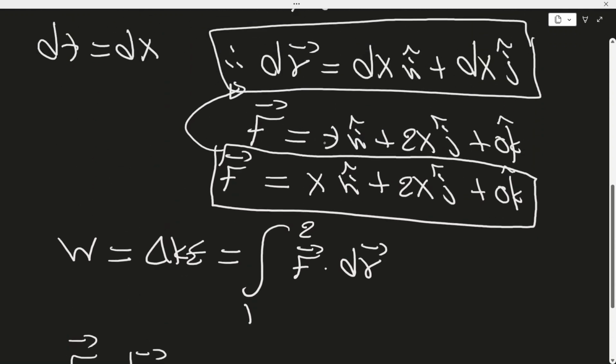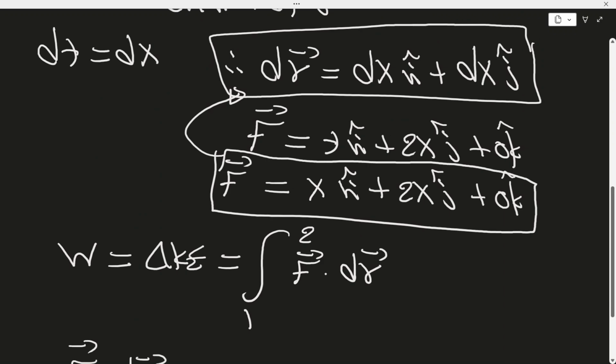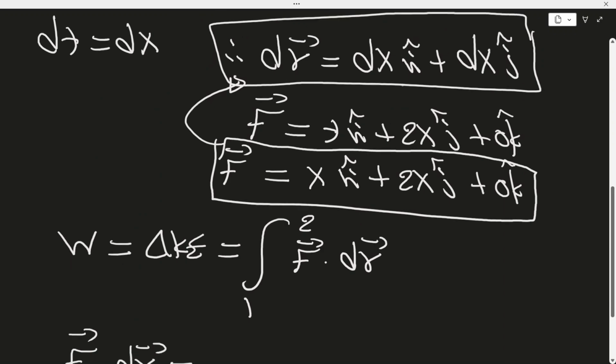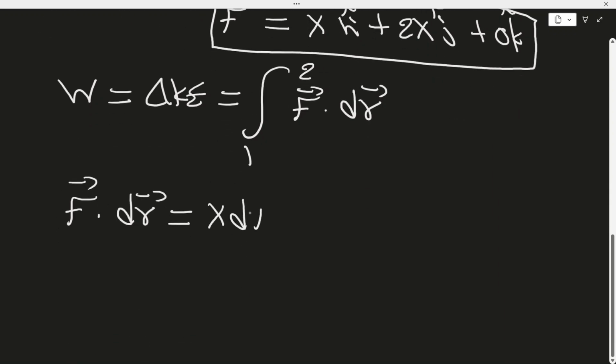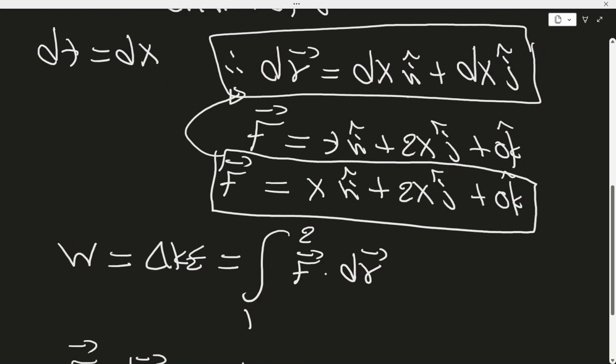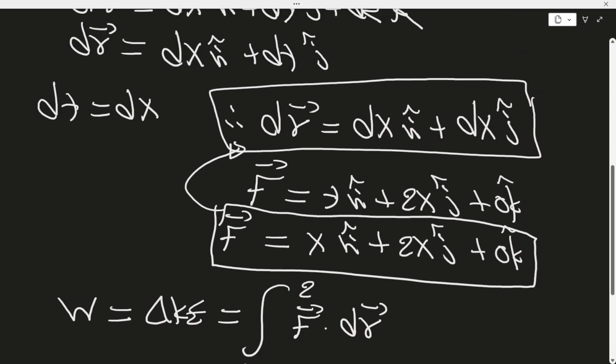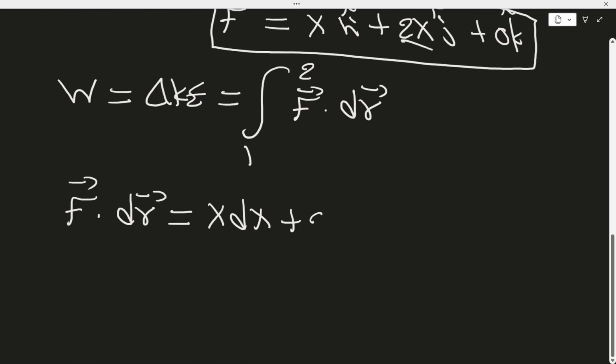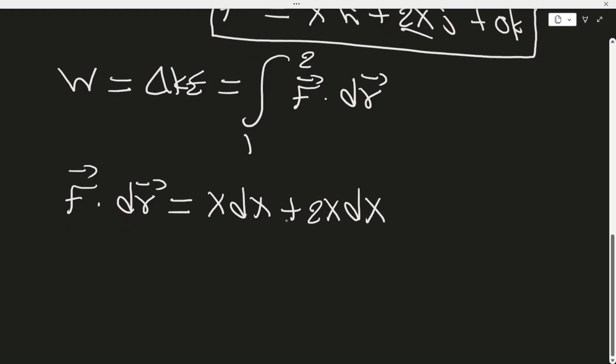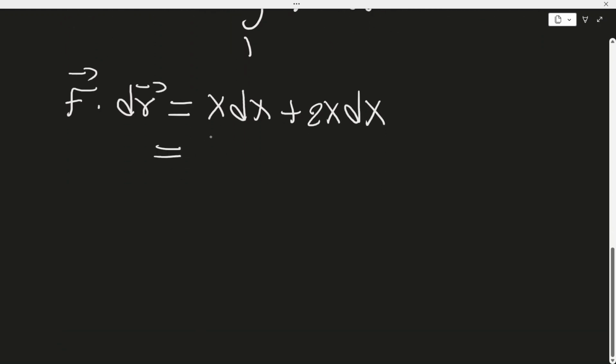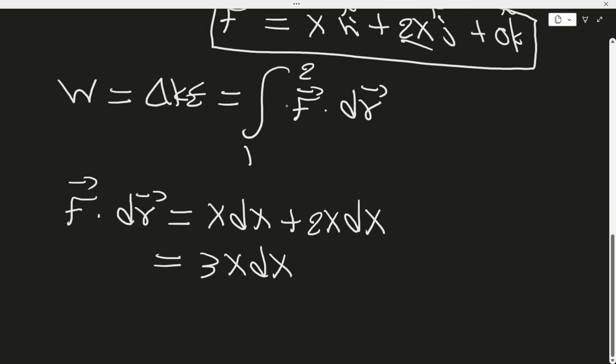If we take the dot product, x i multiplied by dx i, we get just x dx. The unit vectors will just multiply into 1. Plus 2x j multiplied by dx j, we get 2x dx. Now we can sum these two, and we easily get 3x dx. So this is our dot product. Now I can take it back to the integral.